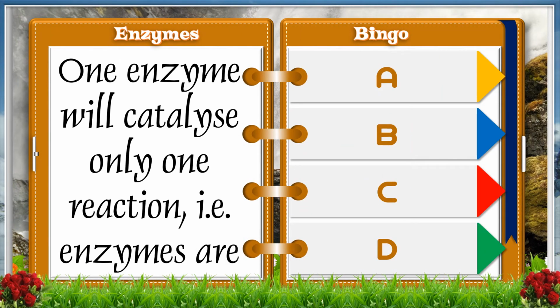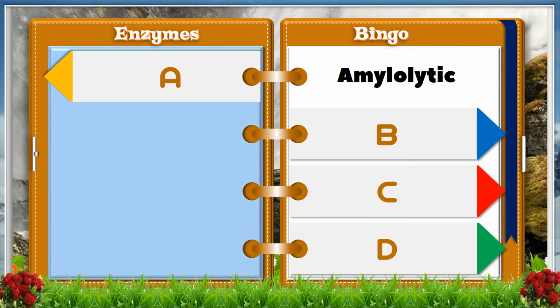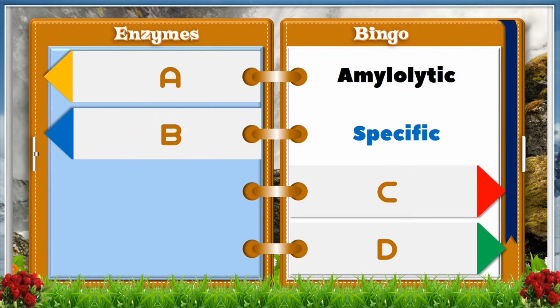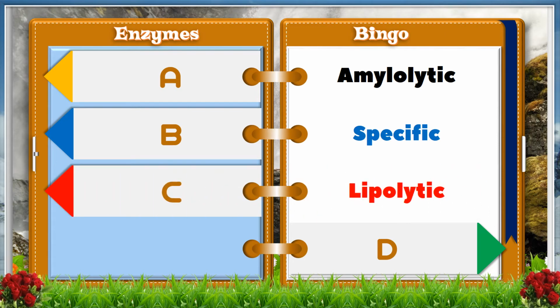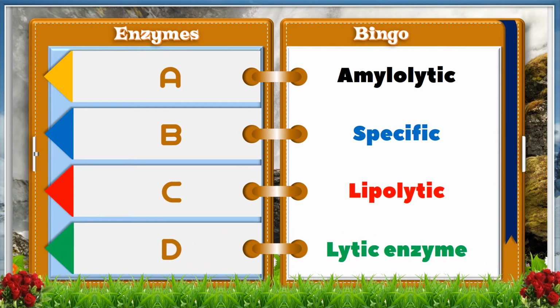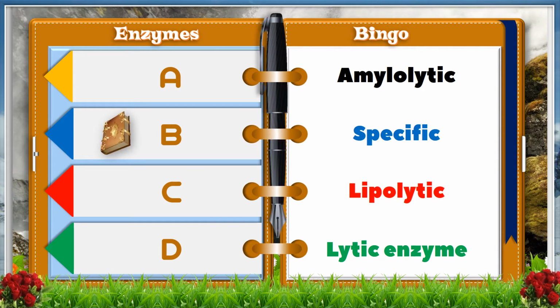One enzyme will catalyze only one reaction, i.e., enzymes are: A. Amylolytic. B. Specific. C. Lipolytic. D. Lytic enzymes. And the answer is B. Specific.